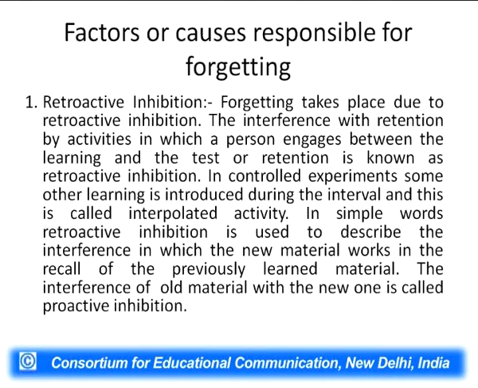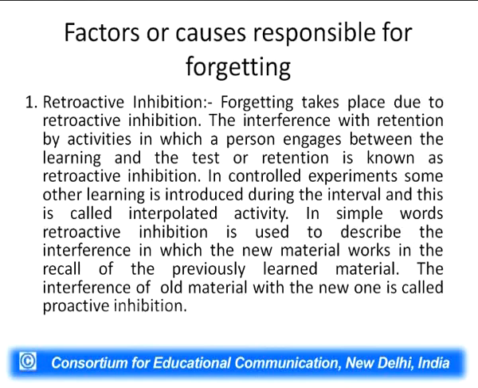First is retroactive inhibition. Forgetting takes place due to retroactive inhibition, the interference with retention by activities in which a person engages between the learning and the test of retention. In controlled experiments, some other learning is introduced during the interval, and this is called interpolated activity. In simple words, retroactive inhibition describes the interference in which the new material works against the recall of the previously learnt material, and the interference of old material with the new one is called proactive inhibition.